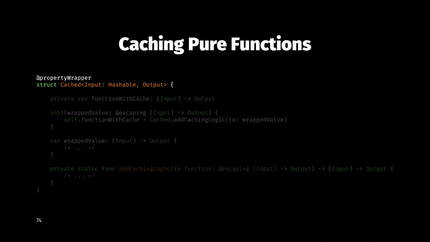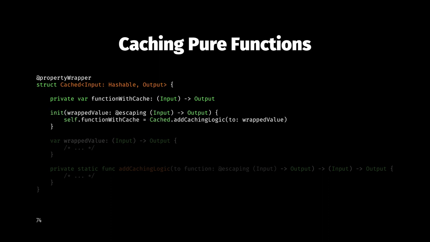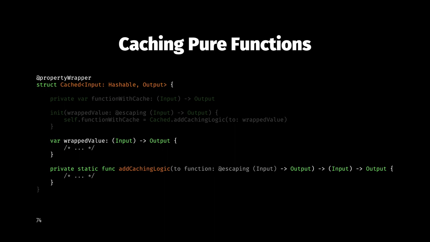We begin by giving the header for the struct, which we are going to call Cached. It's going to have two generic arguments, the input of the function and its output. We have one requirement on the input: it must be hashable, because we are going to have some kind of key-value store that requires the input to be hashable in order to be stored in a way where we can retrieve it with small complexity. Then we are going to store a function with caching logic added. We will have an init that takes the raw function and adds caching logic to it with the static function called addCachingLogic, which we are going to focus on a little bit later. And then we are going to have the wrapped value and this static function.